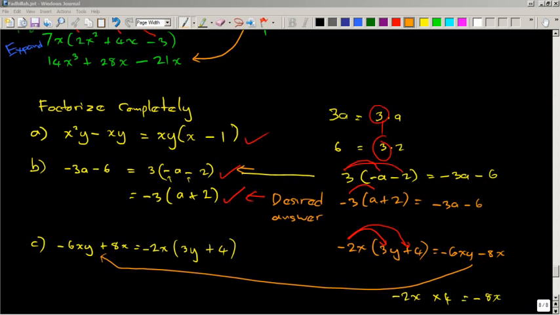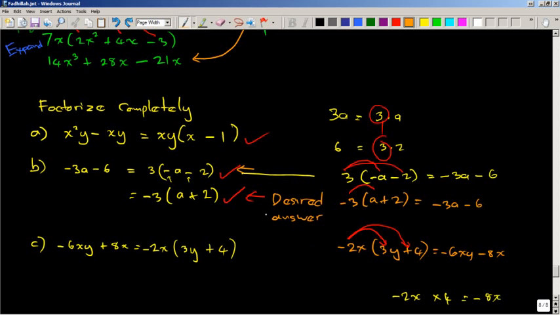So is the answer the same? No. Not the same. So something is wrong. The minus 2 and 3y. Minus 6y dia betul. Tapi you need to change somewhere. This cannot be plus. This has to be minus. Only when minus 2x times minus 4, it becomes plus 8x. Faham tak?